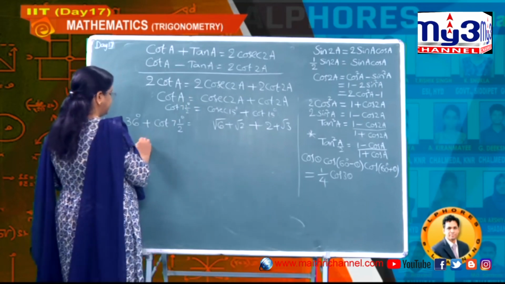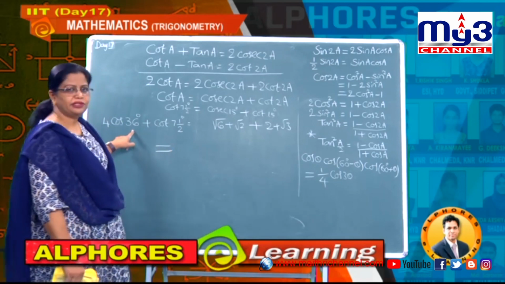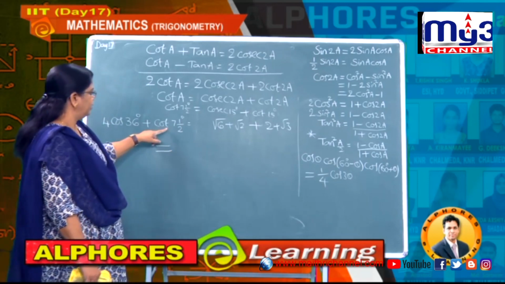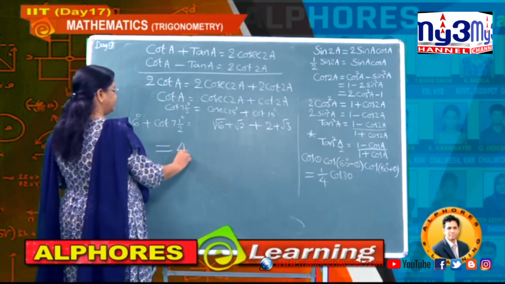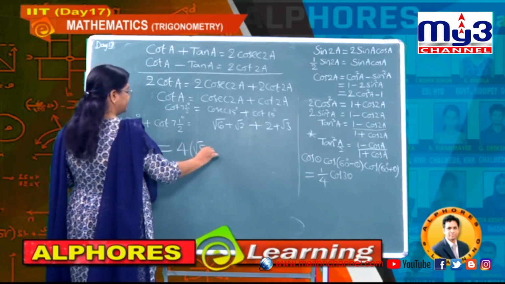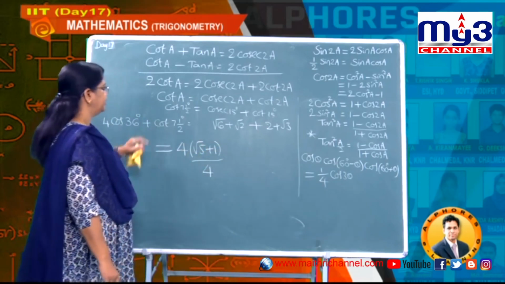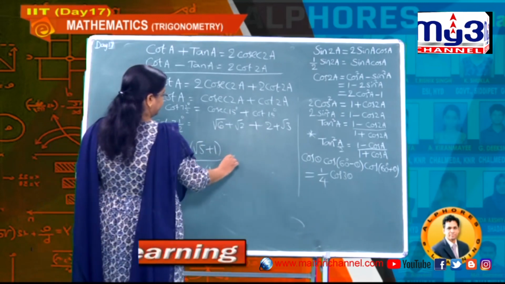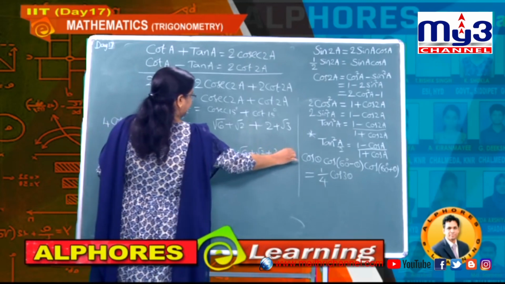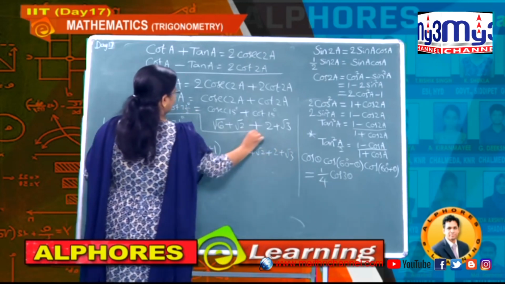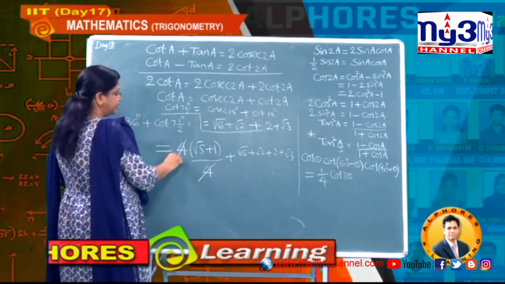So now students, if I take the LHS of this problem, that is 4 times cos 36 degrees and cot 7.5. What is cos 36? Just now we have observed it is root 5 plus 1 divided by 4. And next value cot 7.5, this is this entire value root 6 plus root 2 plus 2 plus root 3. So now you got these kind of values. Now 4 and 4 get cancelled.